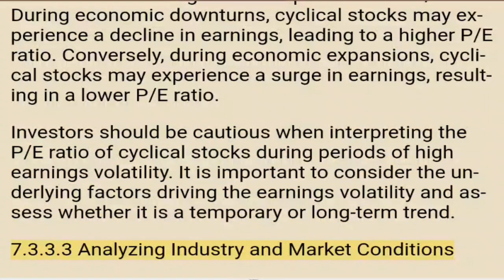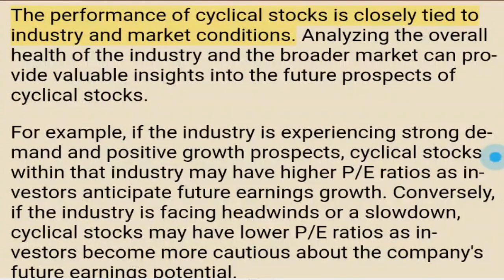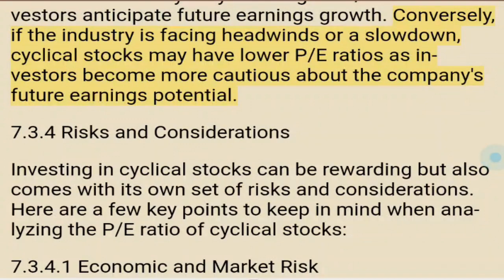7.3.3.3 Analyzing industry and market conditions. The performance of cyclical stocks is closely tied to industry and market conditions. Analyzing the overall health of the industry and the broader market can provide valuable insights into the future prospects of cyclical stocks. For example, if the industry is experiencing strong demand and positive growth prospects, cyclical stocks within that industry may have higher P/E ratios as investors anticipate future earnings growth. Conversely, if the industry is facing headwinds or a slowdown, cyclical stocks may have lower P/E ratios as investors become more cautious about the company's future earnings potential.